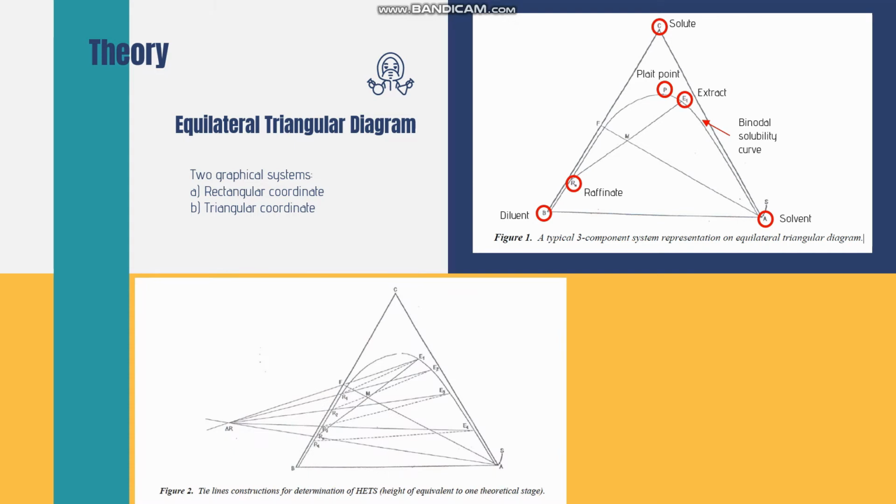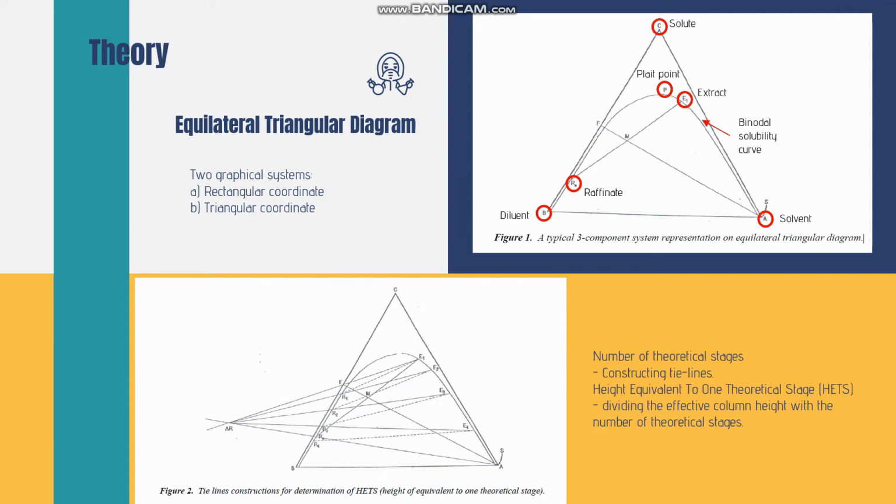After that, this is the tie line construction for determination of HETS, the height equivalent to one theoretical stage. The number of theoretical stages can be determined graphically by constructing the tie lines. As you can see in the graph, E1 is connected to R1, E2 connects to R2, E3 connects to R3, and E4 connects to R4. Then the height equivalent to one theoretical stage is determined by dividing the effective column height by the number of theoretical stages.